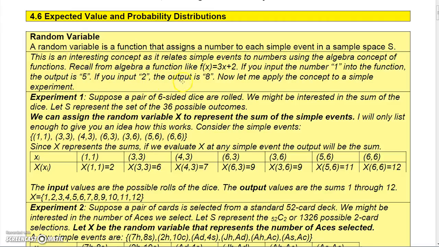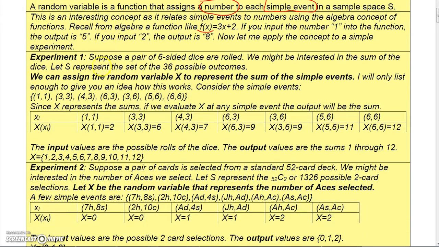So you might remember functions from algebra where you plug in a value, like here you might plug in a number like 2 and then the output would be 8. Well, a random variable is a function where you plug in a simple event. So the simple events actually represent the domain, and then the output can be some number. So that's what a random variable is. Let me just give you an example.